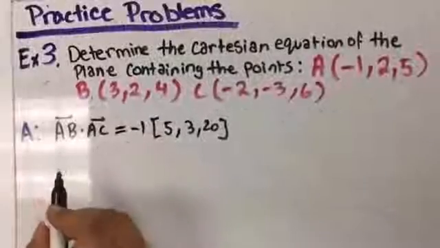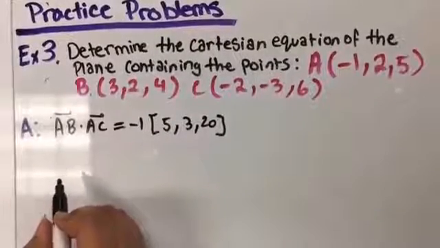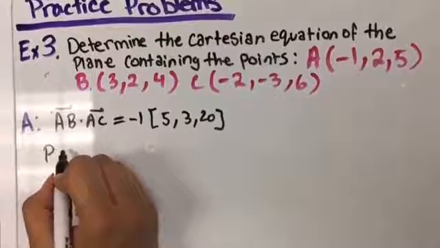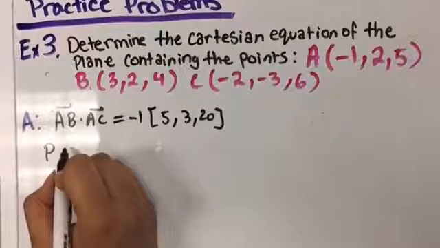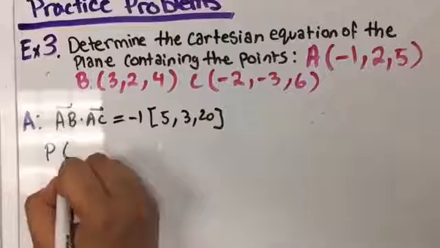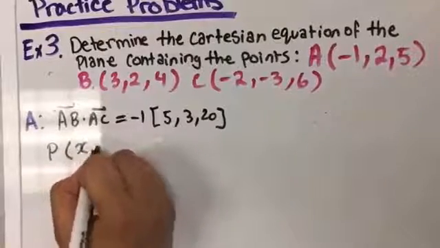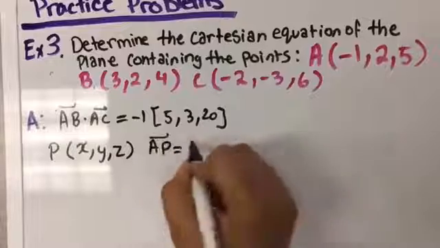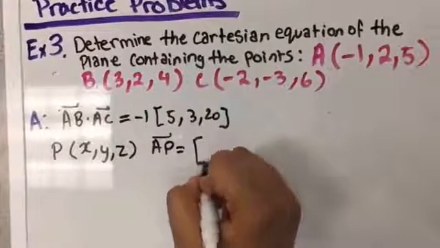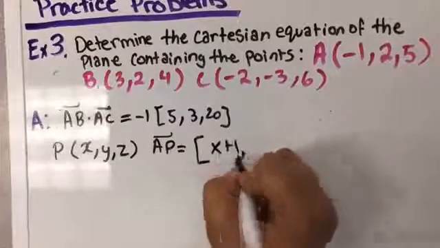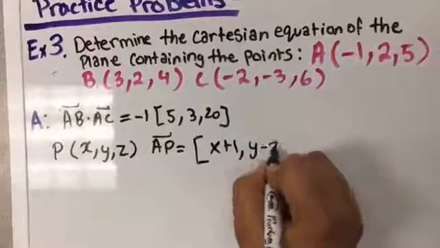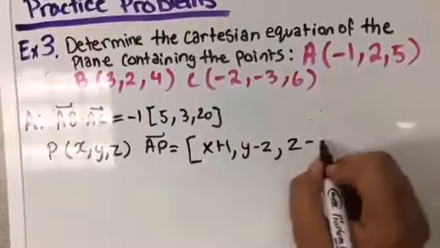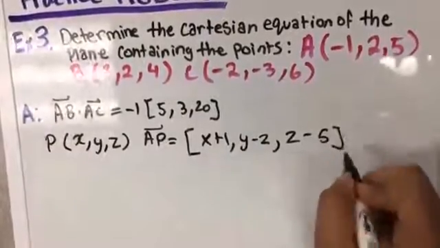So in order to find the Cartesian equation of the plane, we're going to assume point P is going to be making a vector with point A. So let point P have the coordinates x, y, and z. So AP in turn should be equal to x plus 1 as your i coordinate, y minus 2 as your j coordinate, and z minus 5 as your k coordinate.